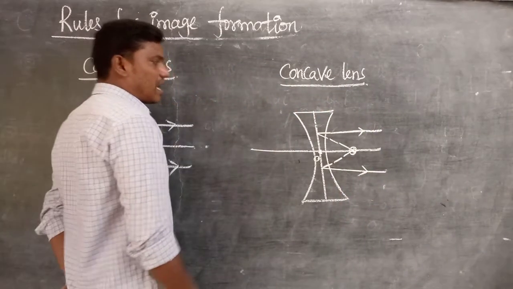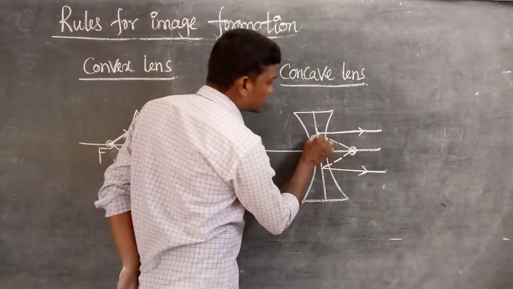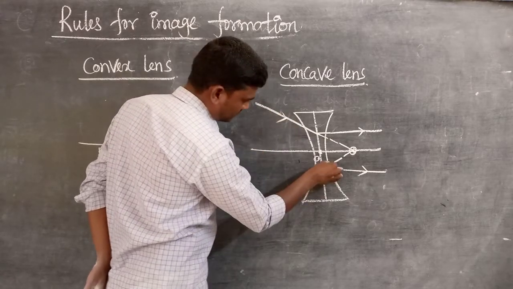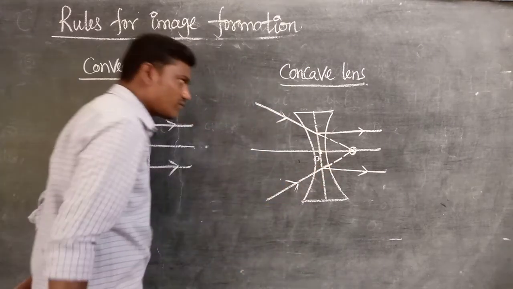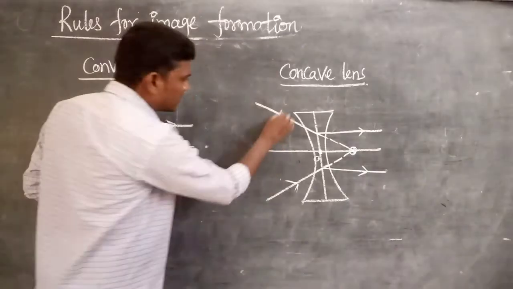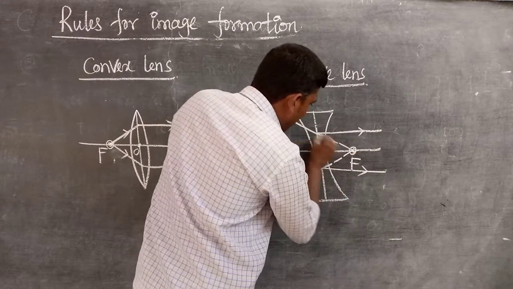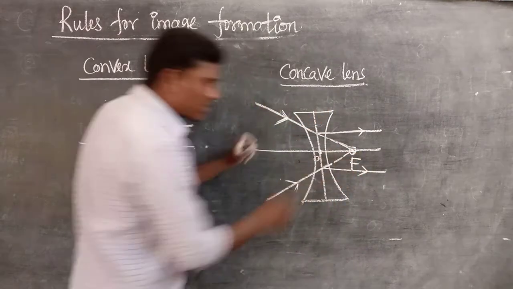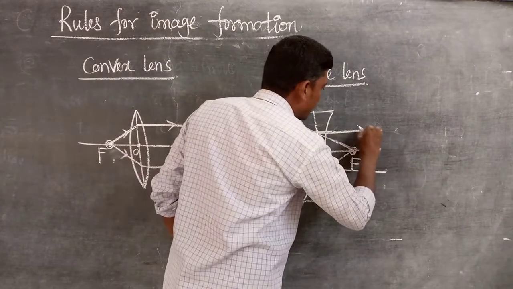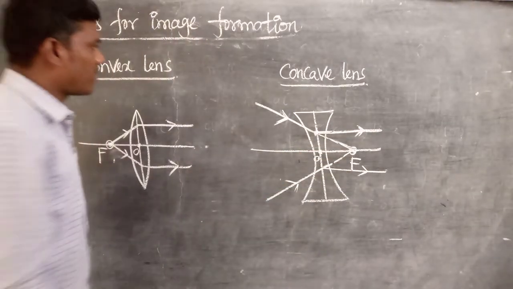But in the case of this concave lens, it is somewhat difficult to understand. The rays are coming from the object. You are observing that these two rays appear to pass through which one? Focus. But after the refraction, what will happen? Parallel to the principal axis.